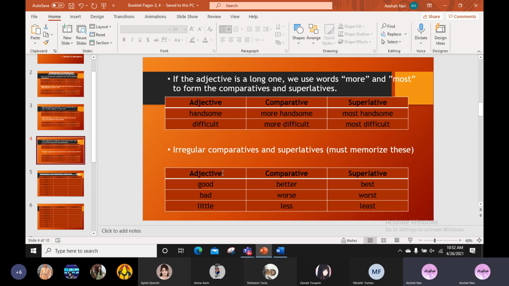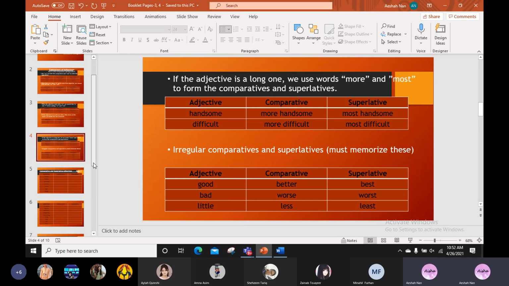And there are irregular comparatives and superlatives as well, which do not follow any rule. We need to memorize them by heart, okay? For example, good, better, best, bad, worse, worst, little, less, least, many, more, most. So these are all the irregular adjectives which do not follow any rule and we need to learn by heart. All right? Shall we do its exercise, girls?